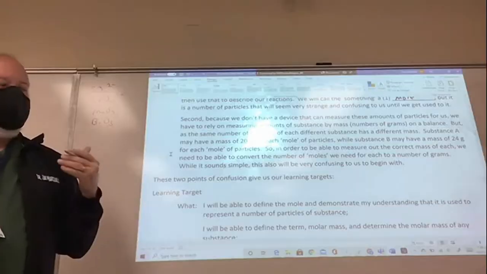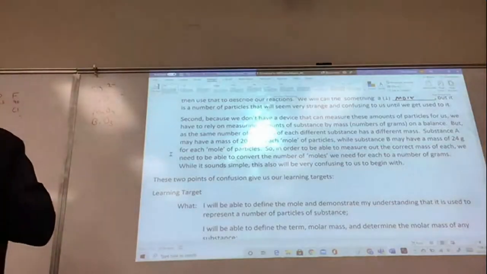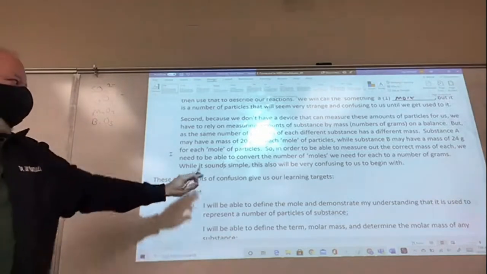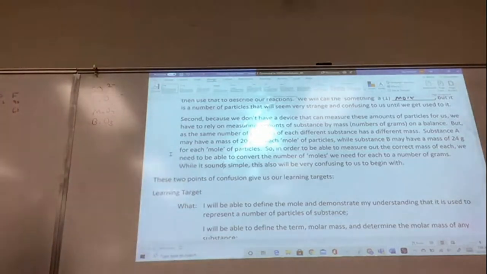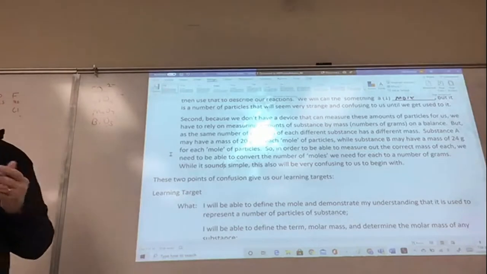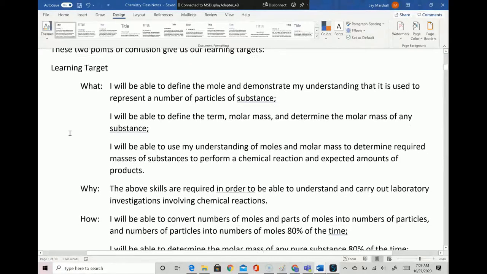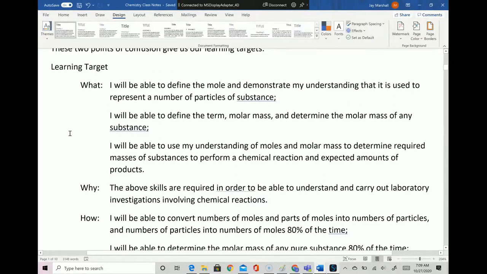We have to also be able to figure out what substance that we're talking about. We need to be able to convert the number of moles we need for a number of grams. And this sounds kind of simple, but it'll be pretty confusing to begin with. So this leads to our learning targets. This confusion that we're going to feel is leading to our learning targets.